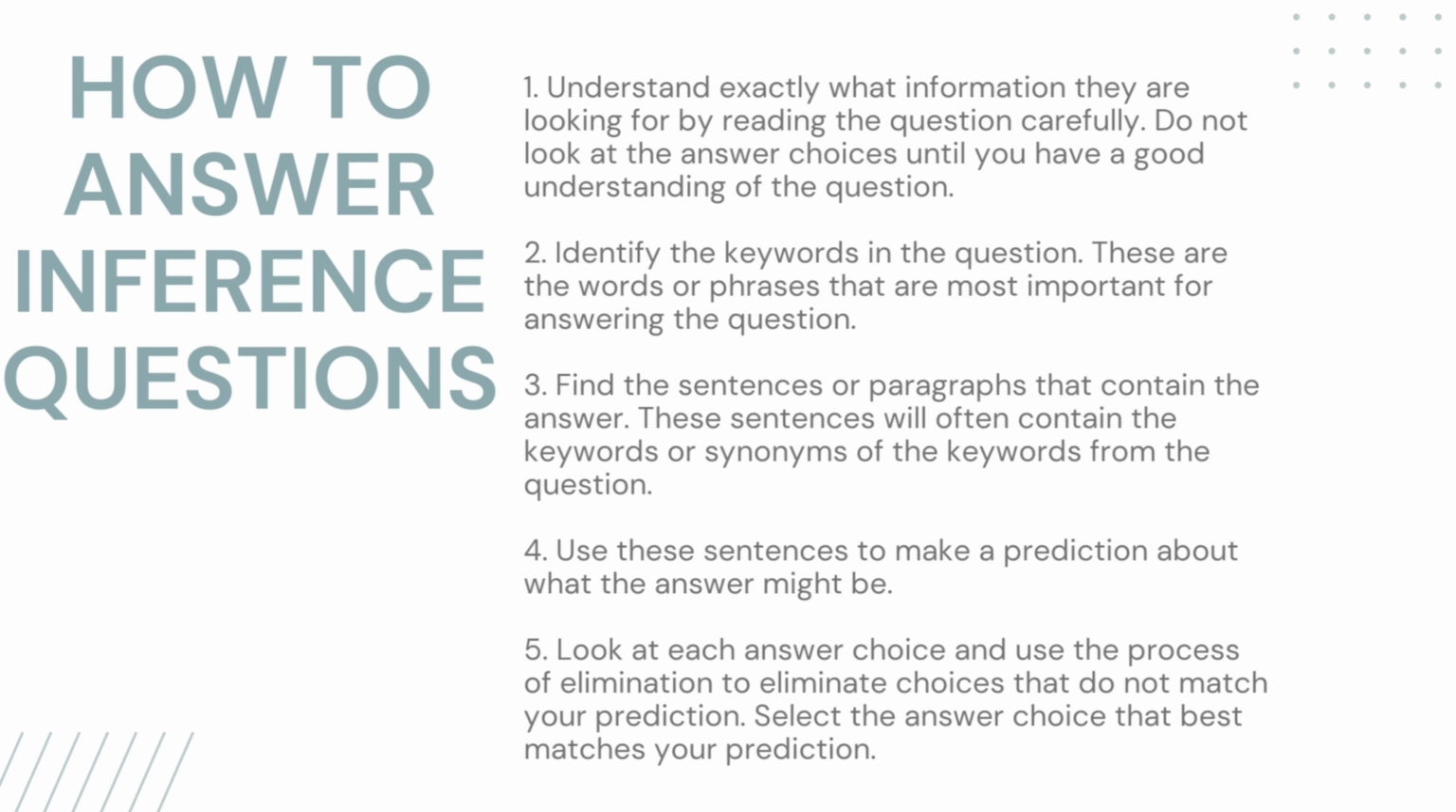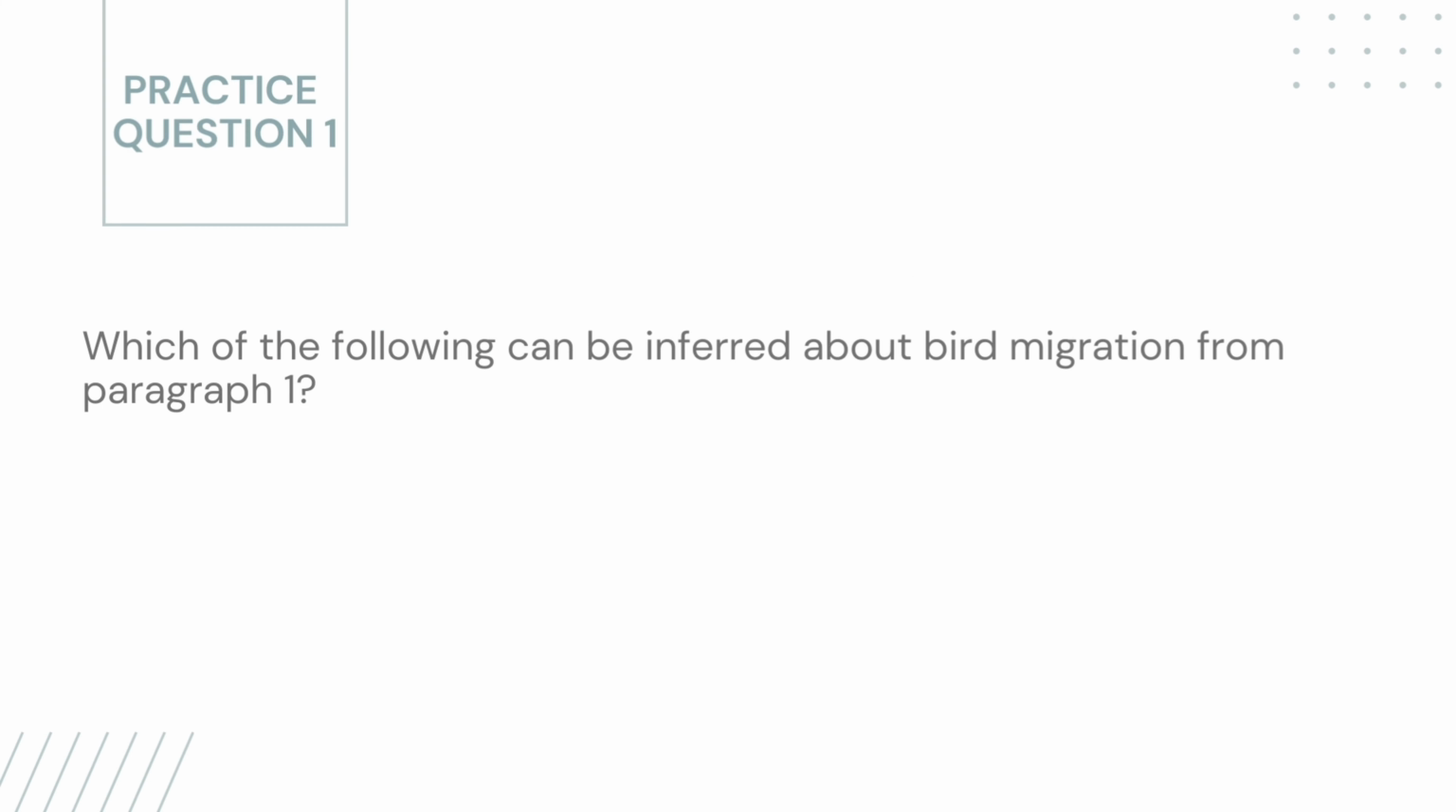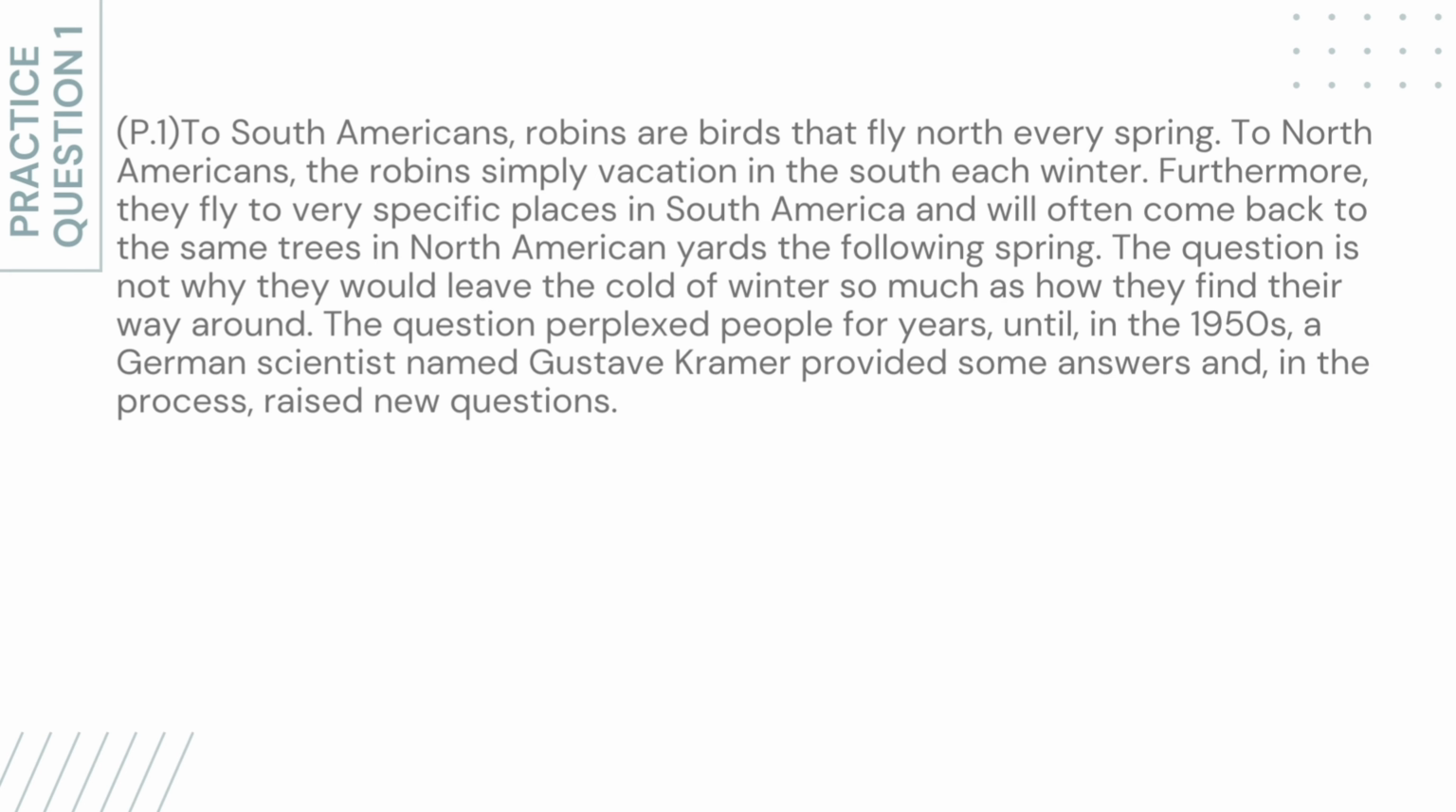Okay, let's get started with practice question number 1. Which of the following can be inferred about bird migration from paragraph 1? So what are they asking us? What are the keywords? They are asking us to infer something about bird migration. Let's look at the paragraph. Read the whole paragraph and identify the window. Remember that the window is the sentence or sentences that contain the answer.